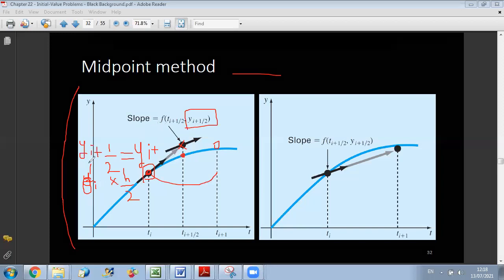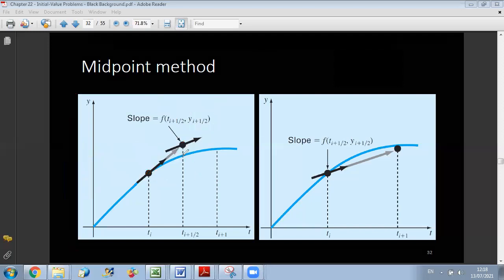Now, once I have yi plus half, I can replace into the differential equation y prime. So I can evaluate f at ti plus half and yi plus half. And I consider that this will be my mean for the slope. So all I have to do now is to go back to my point. And now, instead of advancing at a slope of f at ti, yi, I will advance at a slope f at ti plus half, yi plus half. And this will show that I will end up with much better accuracy using this method.